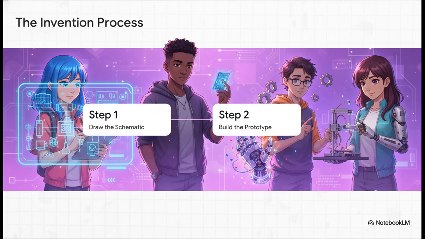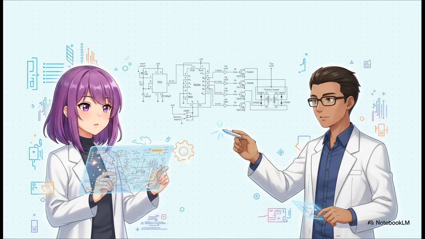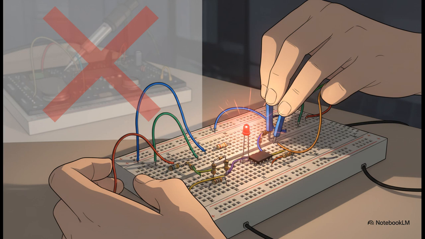Every single electronic device in the world, from a simple kid's toy to a massive supercomputer, starts in this exact same way. This brings us back to the golden rule of inventing. You have to start with the schematic. It is your non-negotiable blueprint. A clear schematic shows every single component and every single connection. Getting this right on paper first will save you from countless hours of frustration when you actually start building. And then comes step 2, the prototype.